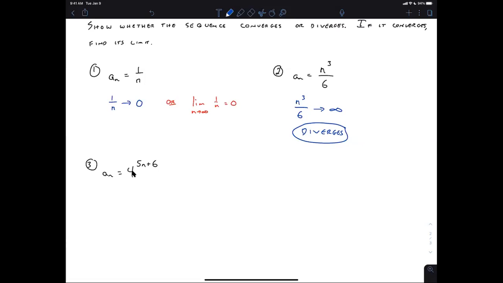So if I raise 4 to that, then what happens? If I raise 4 to the infinity, what does it do? It goes to infinity. So then we're going to accept that as fact because it's clear. This approaches 4 to the infinity. That means that the whole thing approaches infinity, so this diverges.